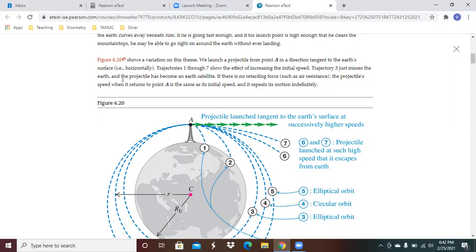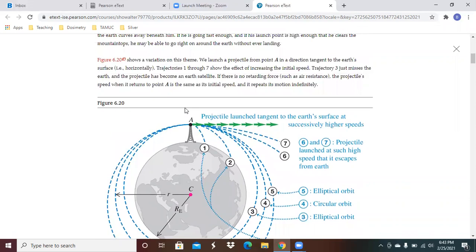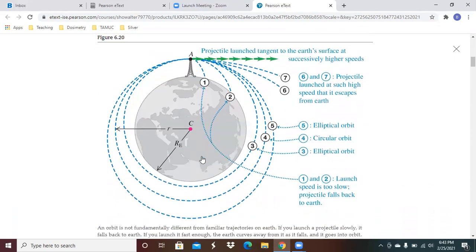Trajectory 3 just misses the Earth. Just misses. And the projectile has become an Earth satellite. If there is no retarding force, such as air resistance, the projectile speed when it returns to point A is going to be the same as its initial speed, and it repeats the motion indefinitely.